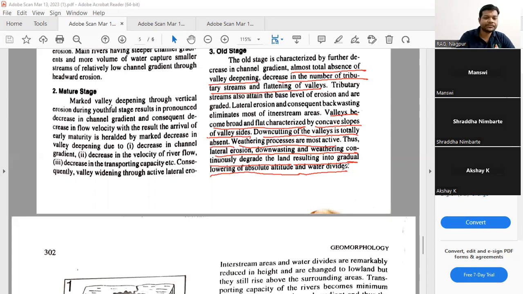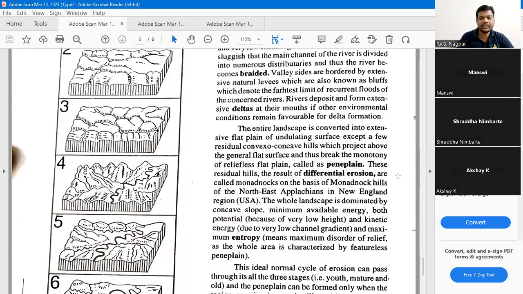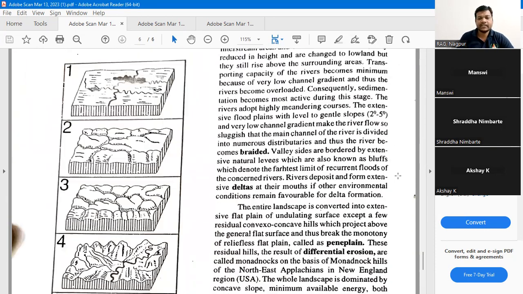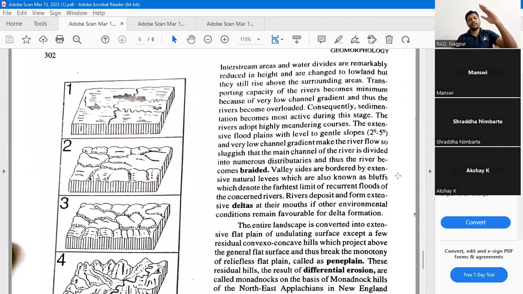So basically, the river has reached its final destination, and this final destination is nothing but its meeting with the sea.